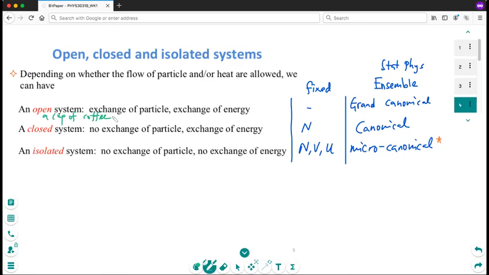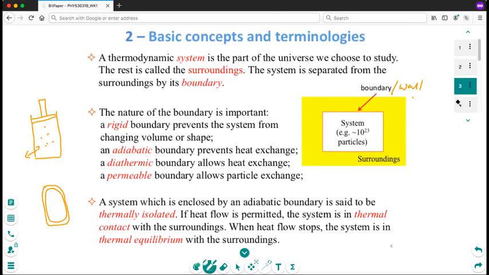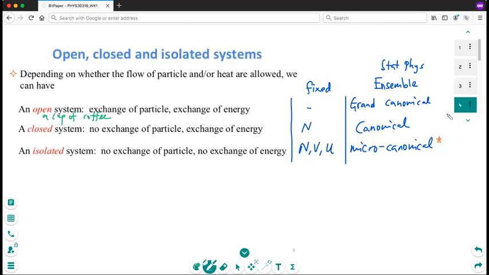What is a closed system? This is kind of easy. You can take a gas. This is a closed system actually. So, gas in a cylinder equipped with a movable piston.